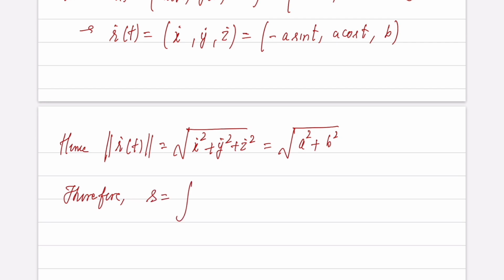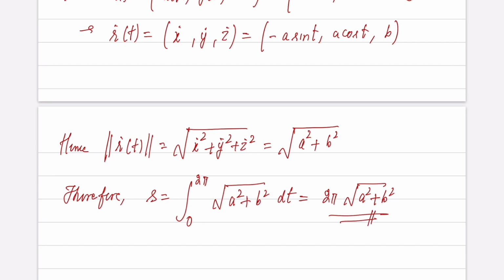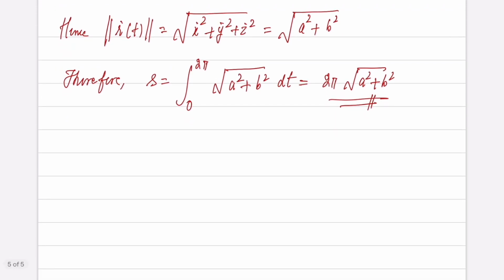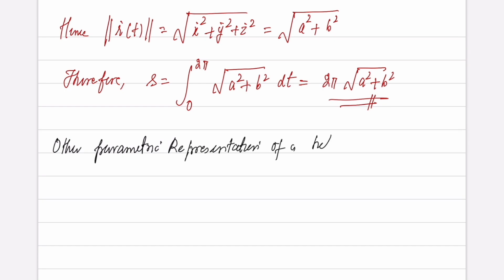S is equal to the integral from 0 to 2 pi of the square root of a square plus b square with respect to t. Now evaluating this integral, we will get 2 pi square root of a square plus b square. So this is the length of one complete rotation of a helix in its general form wrapped around the z-axis. The helix also has another representation.